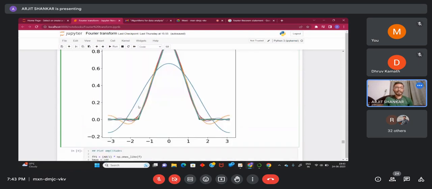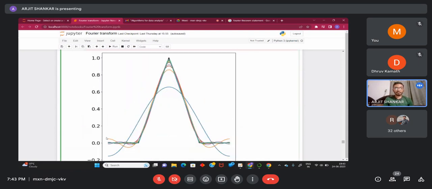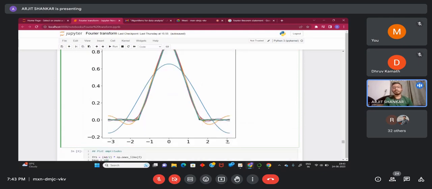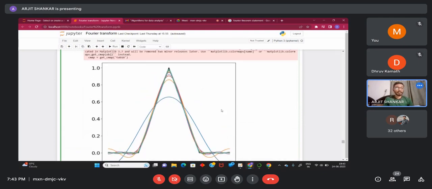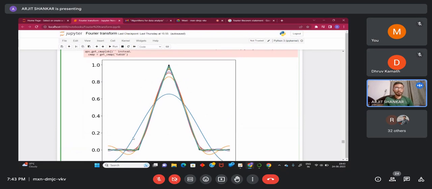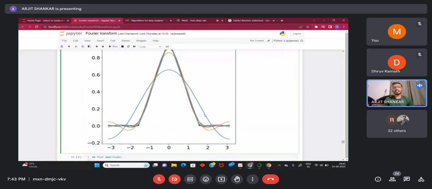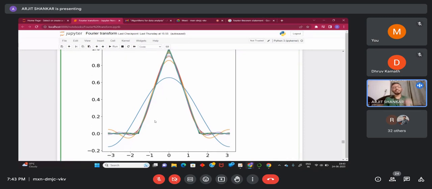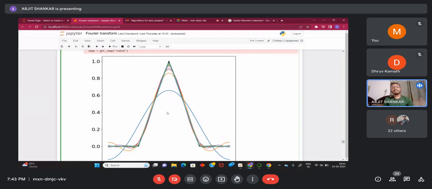Okay, so you can see that this particular black line is not properly visible. This black line is our hat function, which is varying from -3 to 3. Then this blue curve that you are seeing is for k equal to 1. So k equal to 1 is not sufficient. That's why it's not giving a good approximation. Then you move down to k equal to 2, which is this orange one. Then k equal to 3, which is this red one. You can see that as we are increasing the value of k, we are getting really good approximations over here.